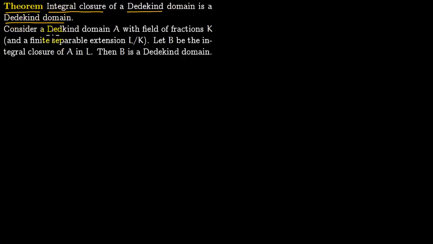More precisely, consider a Dedekind domain A, and this Dedekind domain A has field of fractions K. And now you can consider a finite separable extension of K. So this is L, which is a finite separable extension of K, and let B be the integral closure of A in this finite separable extension L over K. Then B is a Dedekind domain.